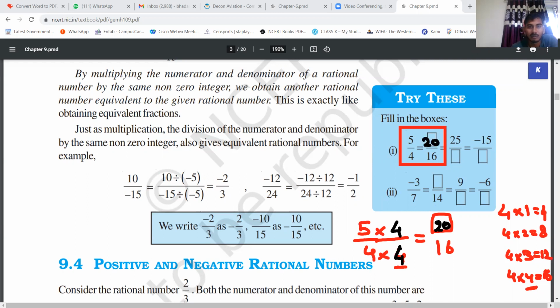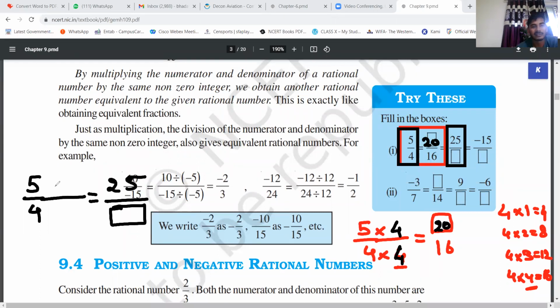Now I'm coming to another block. This block: 5 by 4 and this one now, 25 upon dash. So I'm writing here, it is 5 by 4. Keep some gap for the numerator and denominator to be multiplied, 25 upon dash.